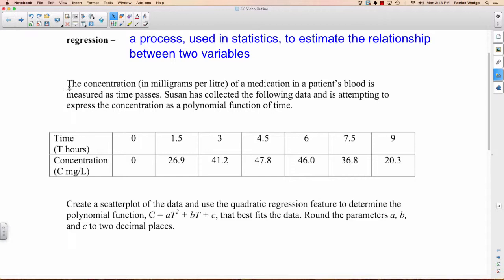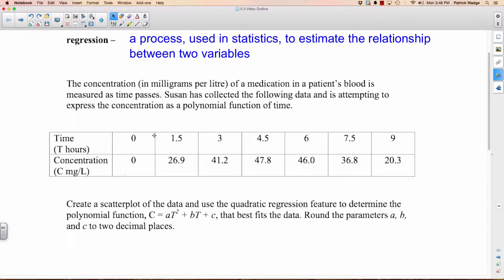The first question is: the concentration in milligrams per liter of a medication in a patient's blood is measured as time passes. Susan has collected the following data and is attempting to express the concentration as a polynomial function of time. So here we have time in hours after medication has been given to a patient. This is the amount of medication in the blood, and what Susan's looking at here is some way of expressing this data with a formula. Basically, that'd be very useful.